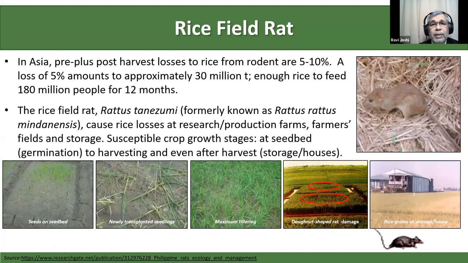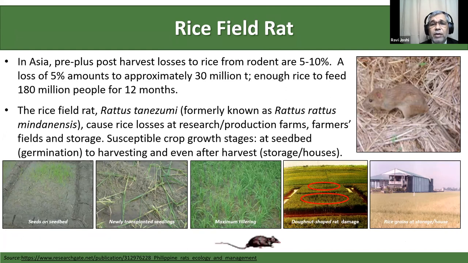The second pest that I would talk about is the rice field rat. I think this is one of the most chronic problems that farmers encounter every year and every season. In Asia, we know that rodents cause around 5 to 10% losses. And this 5% loss actually approximates 30 million tons of rice, which is good to feed around 180 million people for the next 12 months.